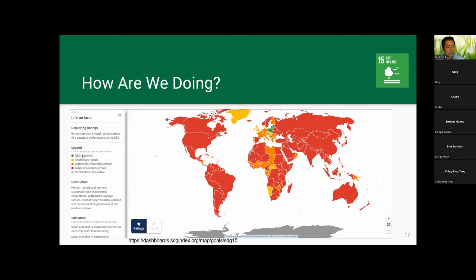You see on the left hand side the legend. Green means that it'll be achieved. So if everything is green, it means that's it, we made it, we did it. Yellow, challenges remain. Orange, significant challenges remain. Red means major challenges remain. And gray means there's no information. And you see that the map is mostly red. So major challenges remain. So it's kind of at the bottom of the scale. Where it's gray, that means you have no information. But we're not doing great.